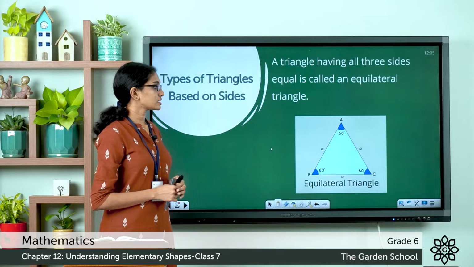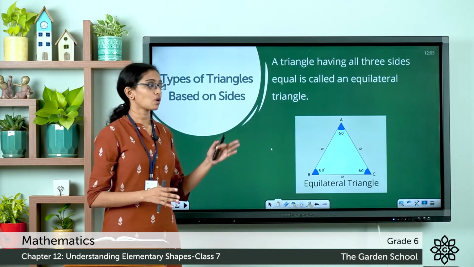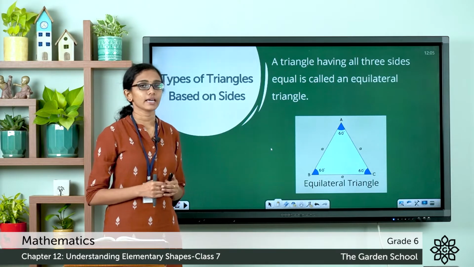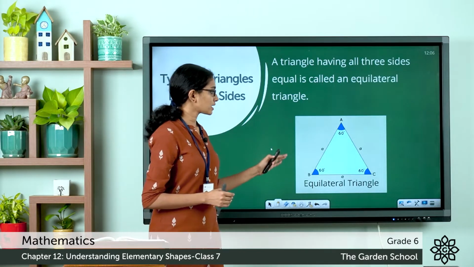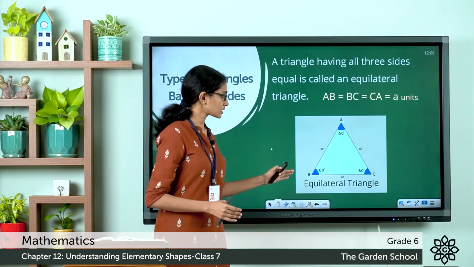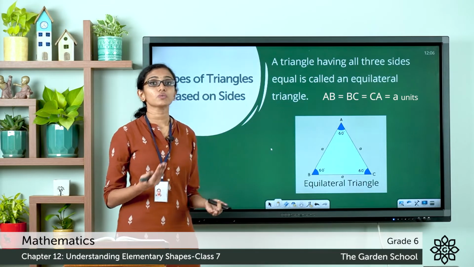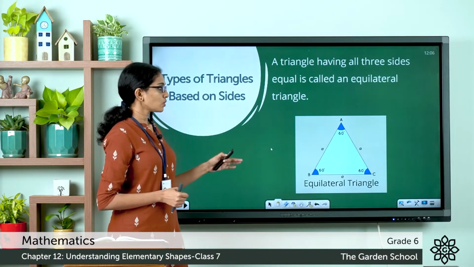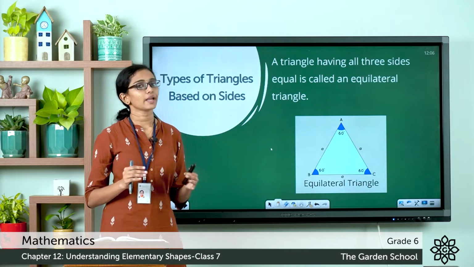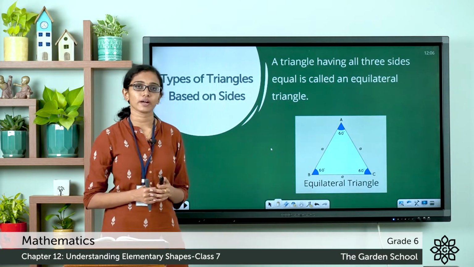So, here you can see an equilateral triangle. So, this is a triangle in which all the sides are of the same length. You can see this is triangle ABC. The length of side AB is A, length of side BC is also A, length of side AC is also A units. So, all the sides are of the same length. Such a triangle is called an equilateral triangle.